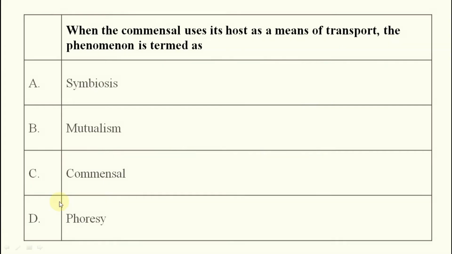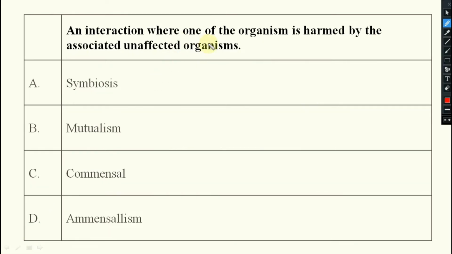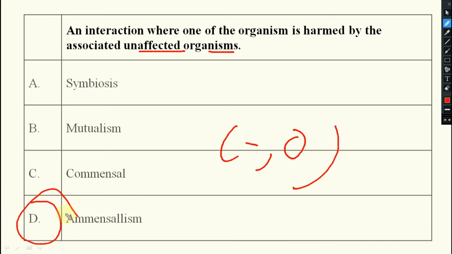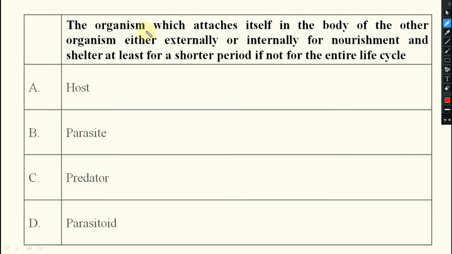An interaction where one of the organisms is harmed by the association and the associated organism is unaffected. So what is it telling? Where one is harmed, that means negative, another one is unharmed, that means neutral, yes or no. So it will be known as amensalism. Clear?